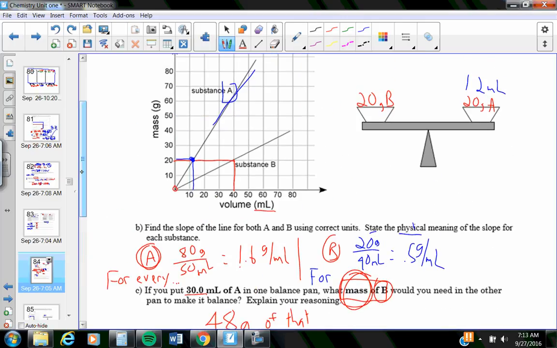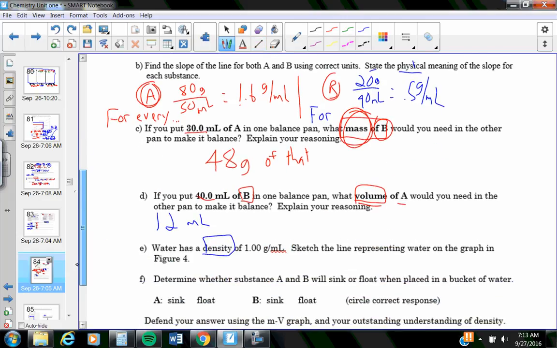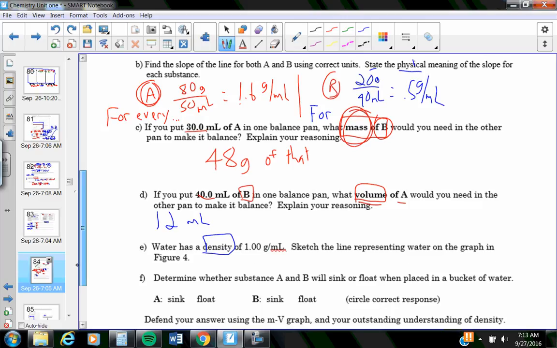Water has a density of 1. How would you sketch the line? You'd simply go up here, find where 10 meets 10, and 20 meets 20, and 30 meets 30, and 40 meets 40, because those would all have that same slope, and I'm just going to put this here and label it as water.